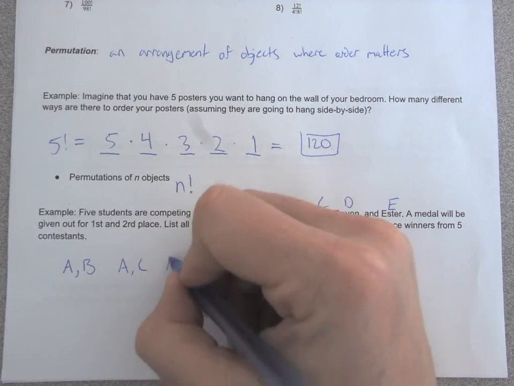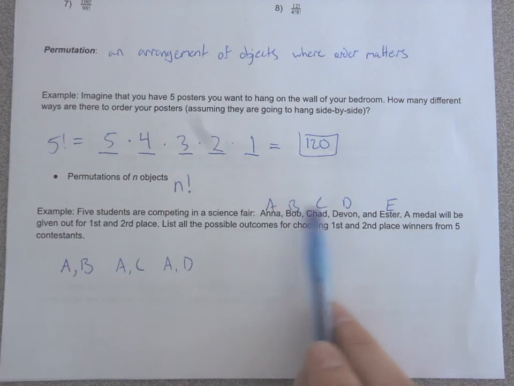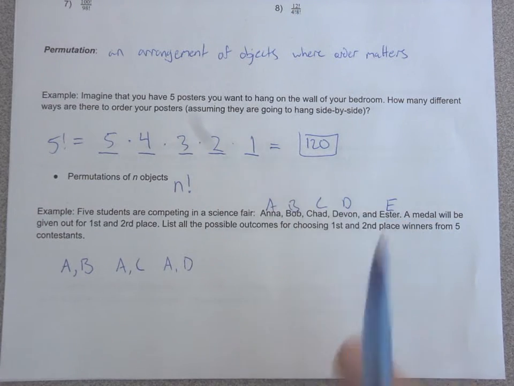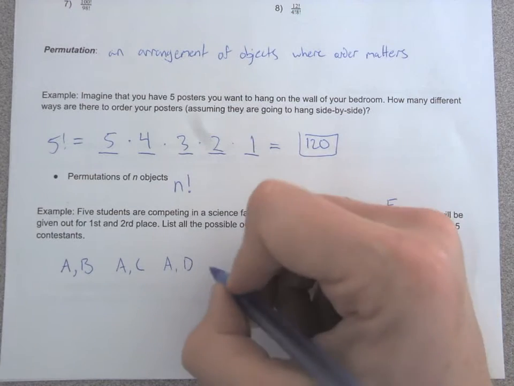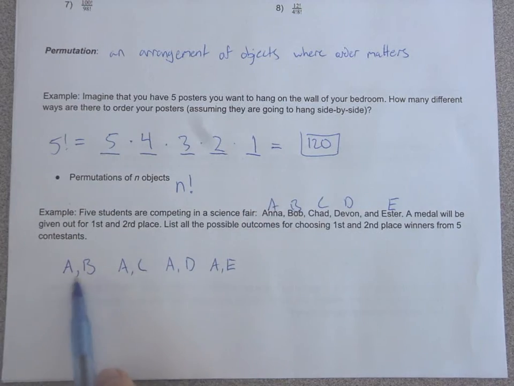Or I could have Anna in first place and Devin in second place. So notice I'm just matching people with Anna, right? That's kind of alphabetical order if you think about it. Okay, I could have Anna and Esther. So the ordering represents first place, second place, first place, second place, and so on. So those are all the possibilities where Anna is getting first place.